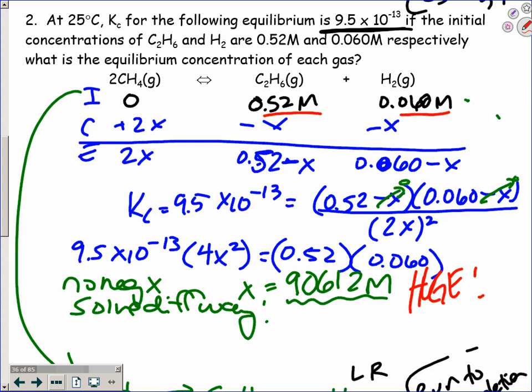Yes, unless it's like a limiting reagent problem, like non-equilibrium. That would be a non-equilibrium problem. Like that would be the normal story.